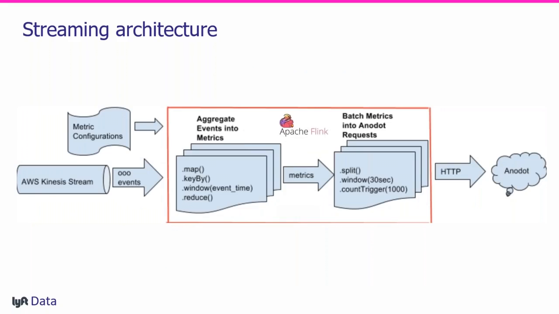So this is a high-level architecture that we're using for sending metrics to Anodot. At Lyft, we're using AWS Kinesis as a mechanism to work with the real-time events that are collected from both servers and clients. We have a microservice architecture, so we have a tremendous number of generators of those analytical events. And events could be anything.